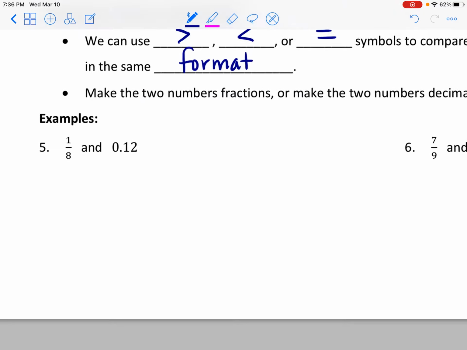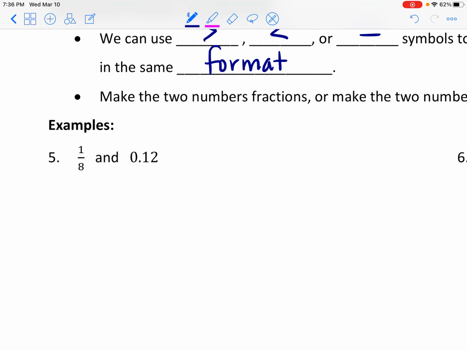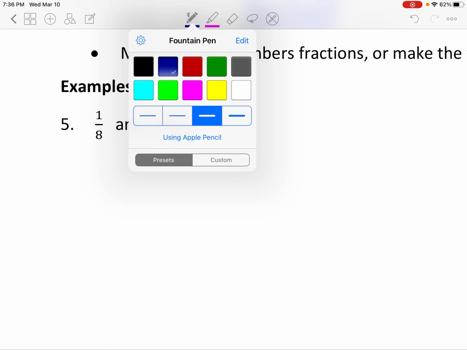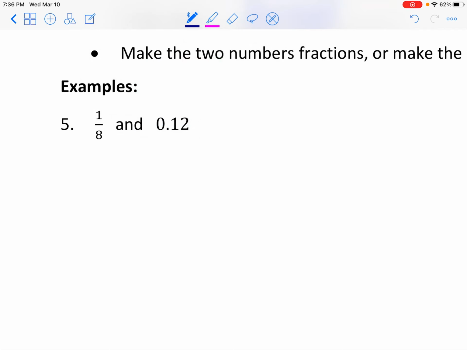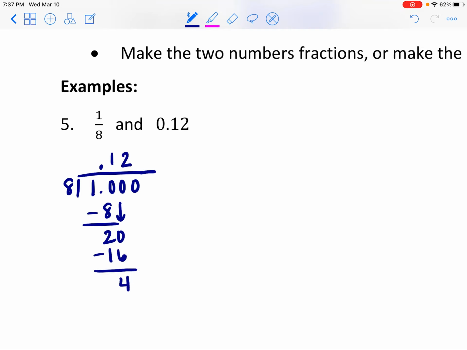So, for instance, if I was to compare 1/8 and 0.12. Whatever is easier for you. If it's easier for you to make the fraction a decimal and compare decimals, then do it that way. If it's easier for you to make the decimal a fraction and compare fractions, then do it that way. Now, since we're in a decimal unit, I'm going to make these both decimals. So I'm going to take 8 and I'm going to divide it into 1, which is going to need some zeros. So 8's going to go into 10 once. That's going to give me 2 left over. 8's going to go into 20 twice. That's 16 with 4 left over, and then it's going to go into 40 5 times.